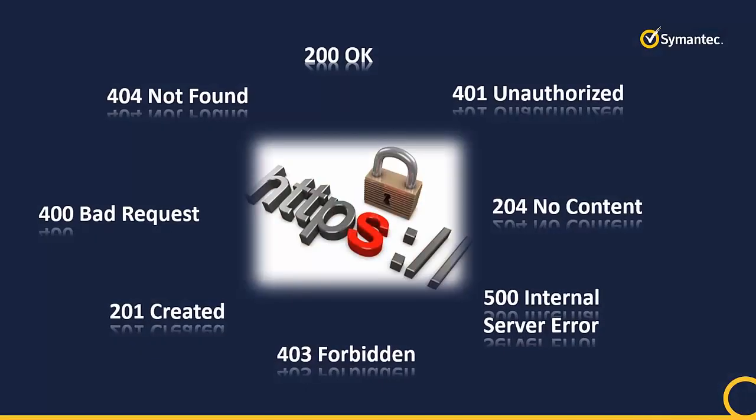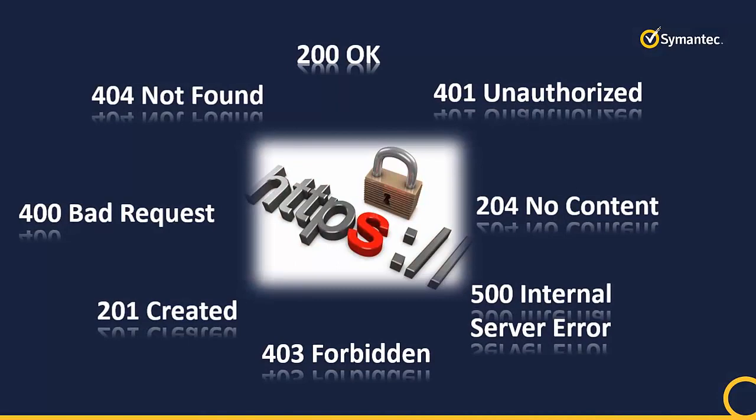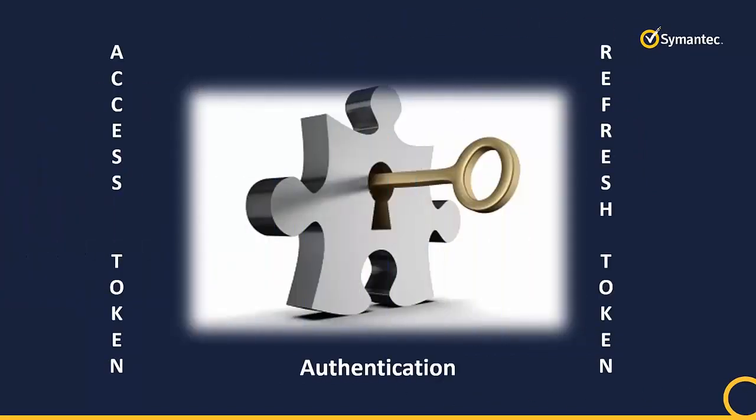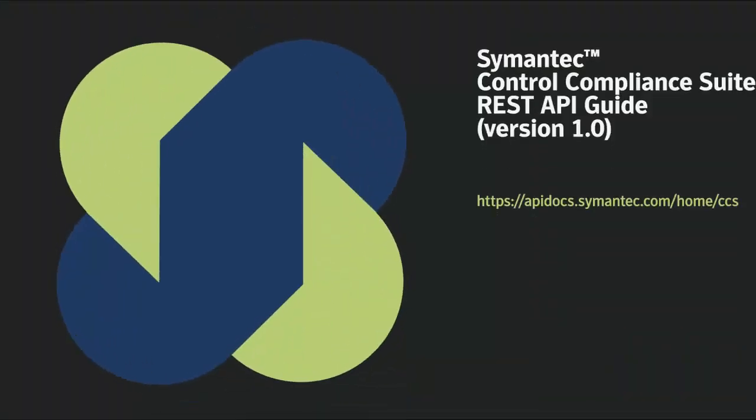These REST APIs use standard HTTPS features and HTTPS response codes. The APIs return data in JSON and XML file formats. To use Control Compliance Suite REST APIs, you must first generate an authentication token and use it in the subsequent API calls. For detailed information about the Control Compliance Suite REST APIs, refer to the following URL.